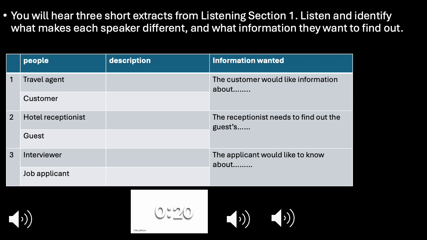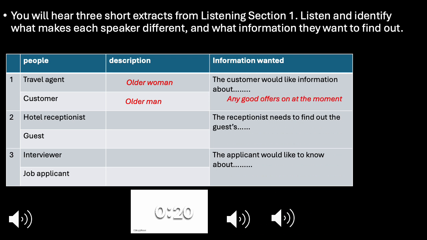How did you find this? There is a good variety of voices to listen to. So let's go through the answers. 1. The travel agent is an older woman, and the customer was an older man. He was ringing to ask about any offers on skiing at the moment.